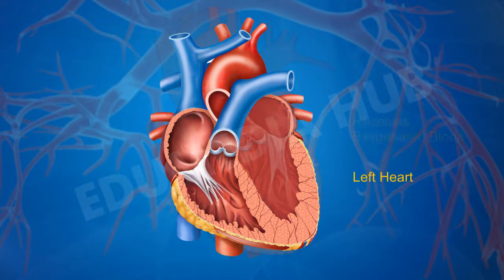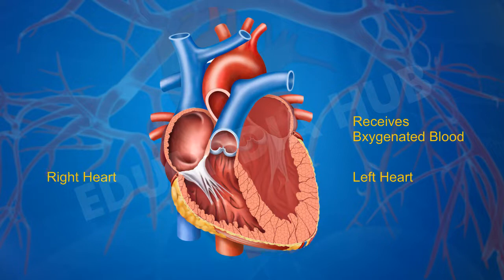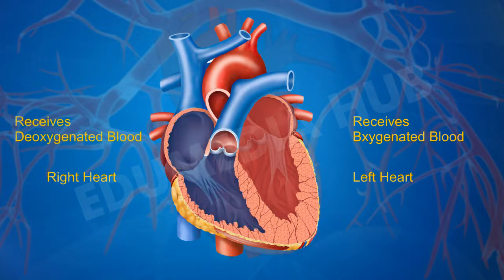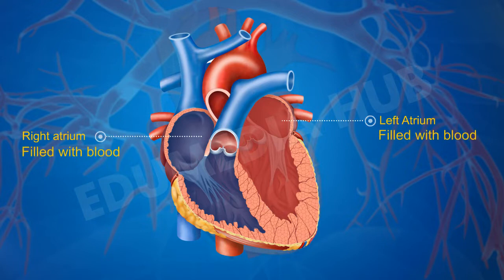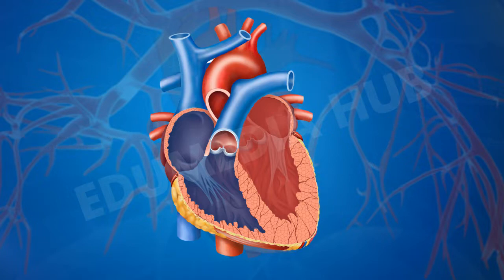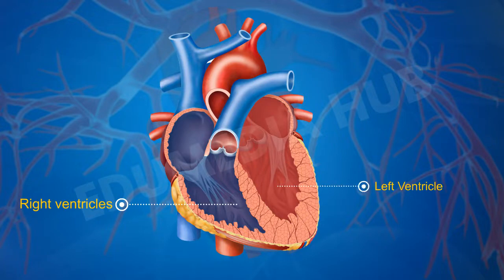The left side of the heart always receives oxygenated blood while the right side of the heart always receives deoxygenated blood. It is important to note that both the atria get filled with blood simultaneously. Also, they contract together to push blood out of them and relax together to receive blood into them. In the same way, both ventricles contract and relax simultaneously. The contraction of atria is quickly followed by the contraction of ventricles.